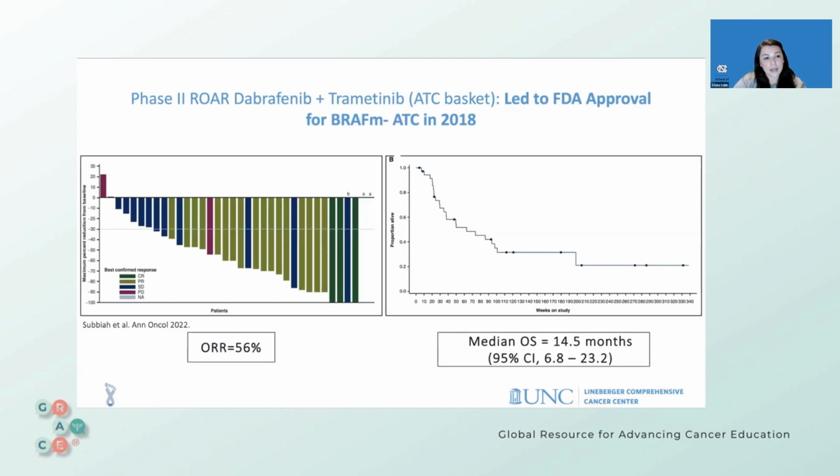Then if you go to the right, that's demonstrating how long people survived after a diagnosis of anaplastic thyroid cancer. Historically, before we had these targeted treatments, overall survival was around 5 months. You can see that with BRAF and MEK inhibitors and BRAF mutated anaplastic thyroid cancer, we saw overall survival go from 5 months to almost triple that at 14.5 months. So this was the breakthrough, what has started so much advancement in this field.